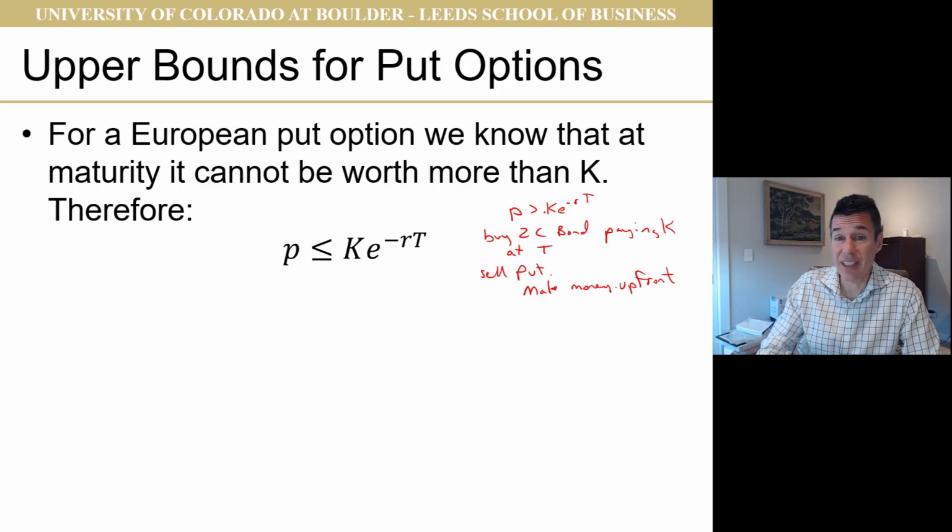Version 2, they don't exercise the put option. If they don't exercise the put option, then we have the strike, right? Because we have the zero coupon bond. So we have K, we make money at the end, and we made money up front. In either circumstance, we make money, there's an arbitrage.